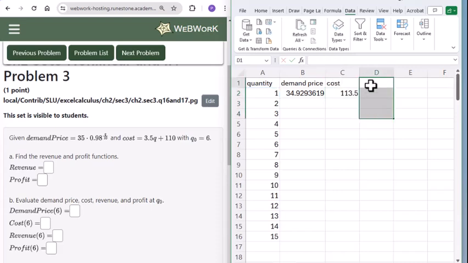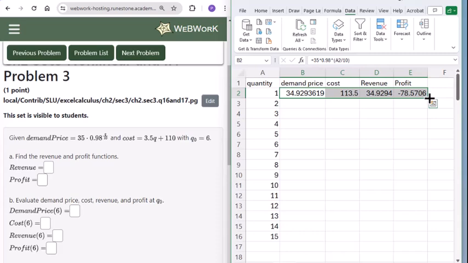Now with both of those, I can create revenue, which is price times quantity. And I can create profit, which is revenue take away cost. And copy those down.